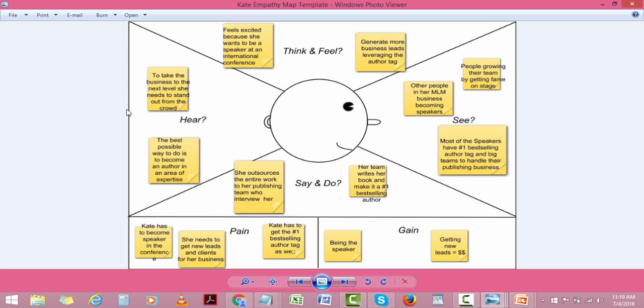And what she does here is basically take the business to the next level. She needs to stand out from the crowd, and the best possible way to do that is to become an author in her area of expertise. So she outsources her entire work to her publishing team, who interviews her, and her team writes the book for her and makes it a number one bestseller.